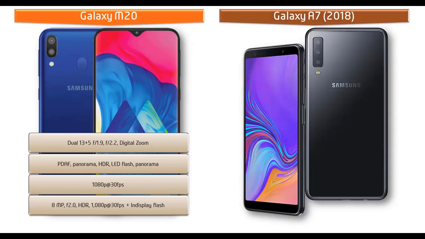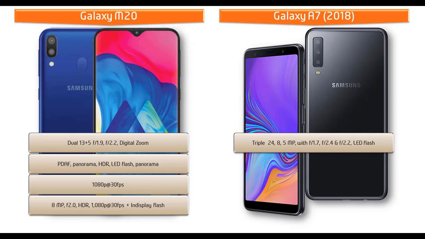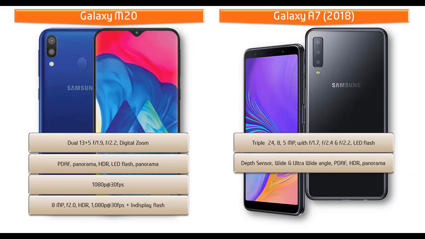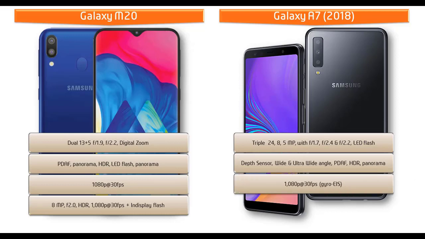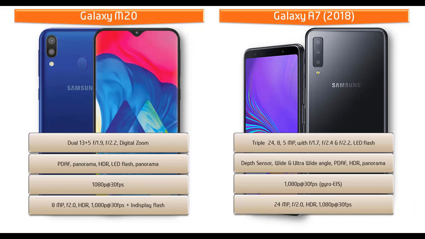About the camera, the Galaxy A7 features triple 24, 8 and 5 megapixel primary cameras with 1.7, 2.4 and 2.2 apertures respectively with LED flash. These cameras feature depth sensor, wide and ultra wide angle, PDAF, HDR and panorama mode. It shoots videos of 1080p at 30 frames per second with gyro. Galaxy A7 is also equipped with a 24 megapixel secondary camera for selfie shootouts of 2.0 aperture with HDR and 1080p recording at 30 frames per second.